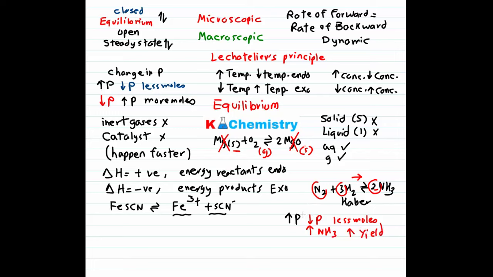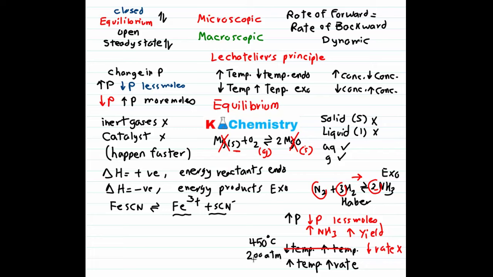Although, if you want to increase the yield, it is better to decrease the temperature, because the system will try to increase the temperature, so it will move to the exothermic direction, which is the forward direction. But decreasing the temperature decreases the rate of the reaction, which is not favored. So it's better to have a high temperature for this reaction, which will increase the rate, because the rate of the reaction is more important than the yield. That's why the conditions of this reaction are 450 degrees Celsius and 200 atmospheric pressure, and then finely divided iron as a catalyst to make this reaction faster.